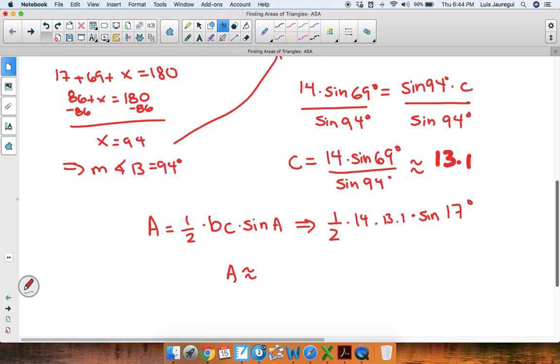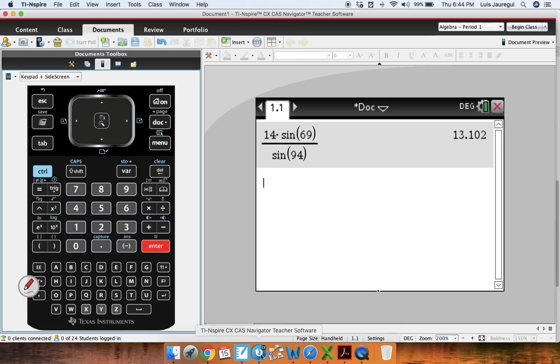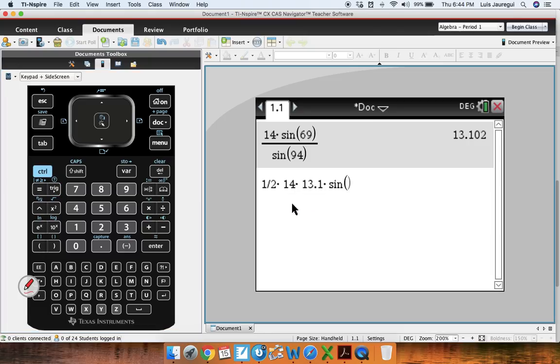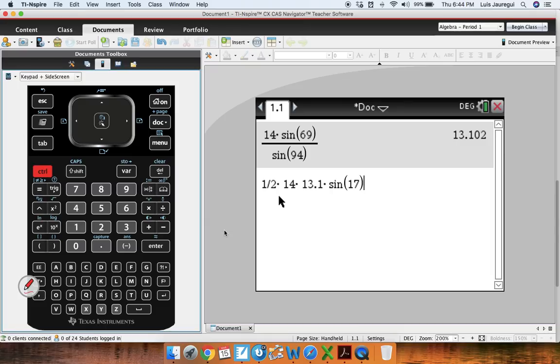answer for the area. To do that, again, we're going to use Inspire. So we're going to type in the information. So we have 1/2 times 14 times 13.1 times sine, in this case of 17 degrees. Let's close parentheses and let's hit Control Enter. And we get, roughly speaking, after we round this particular value to the nearest tenth, we get that the area is about 26.8.